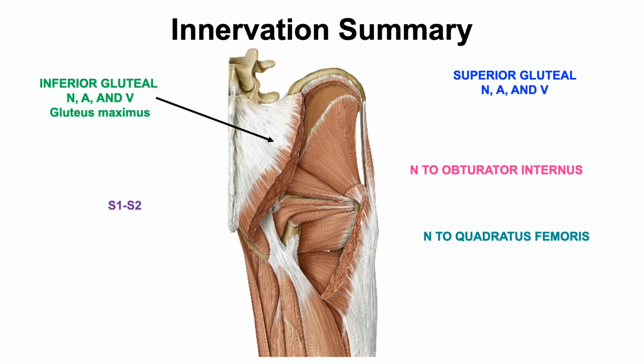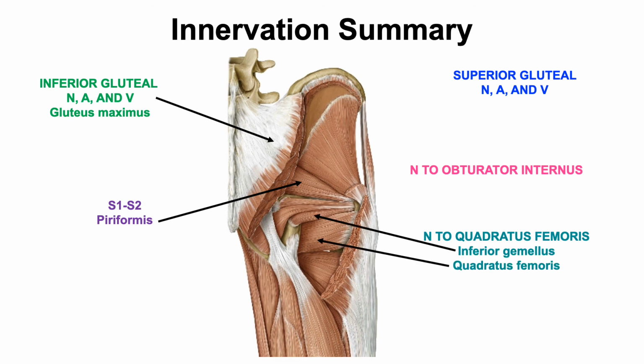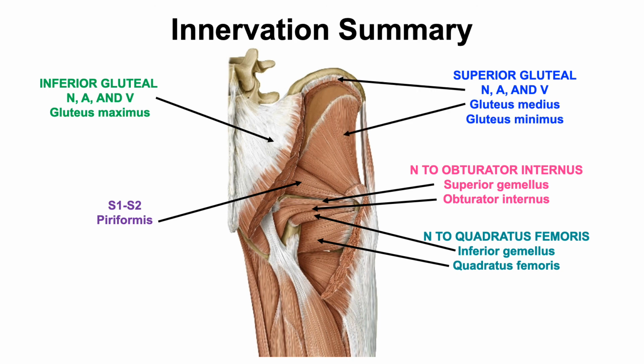So the inferior gluteal nerve is going to be innervating the gluteus maximus. S1, S2 is going to be piriformis. Nerve to quadratus femoris is going to be your inferior gemellus and quadratus femoris. Nerve to obturator internus is going to be superior gemellus and obturator internus. And then the superior gluteal nerve is going to be gluteus medius and gluteus minimus.